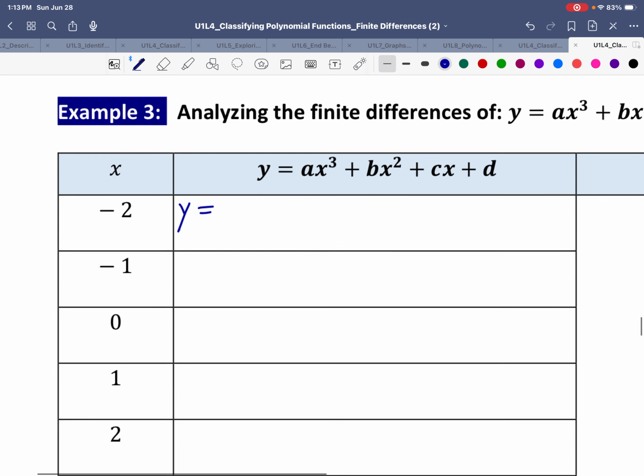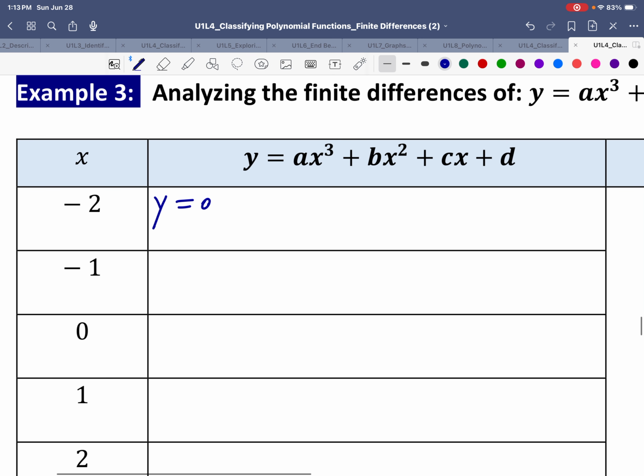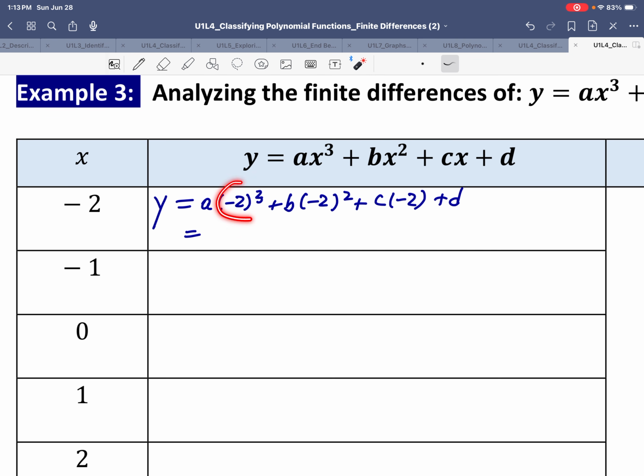So we're going to say that if x equals negative 2, this function will become a times negative 2 to the power of 3 plus b times negative 2 to the power 2 plus c times negative 2 plus d. Simplify, negative 2 to the power 3 is negative 8, so that's negative 8a. Negative 2 squared is 4, so that's 4b. Negative 2 times c is negative 2c, and then plus d, so that's going to be the value of y at x equals negative 2.